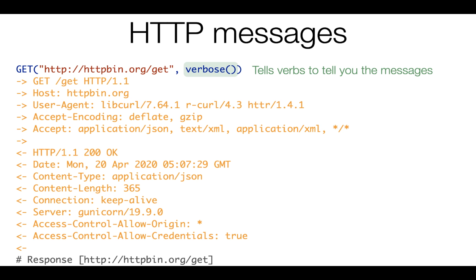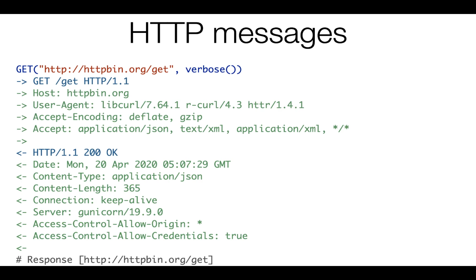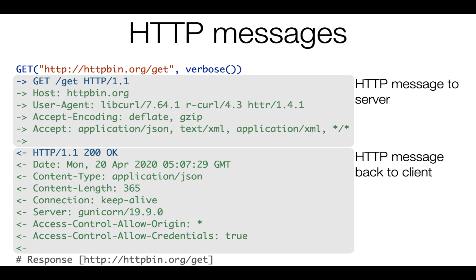Those arrows are saying that's the information you send out, and the arrows to the left are the message that you receive back from the server. If I colorize these, it looks like this, and I can break this up in the same way that we saw before. So here's the message to the server. Here's the message we received back.